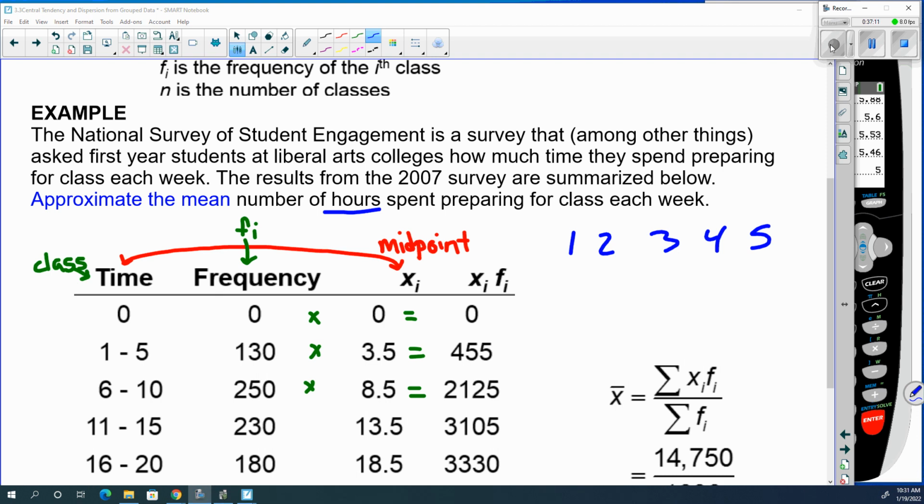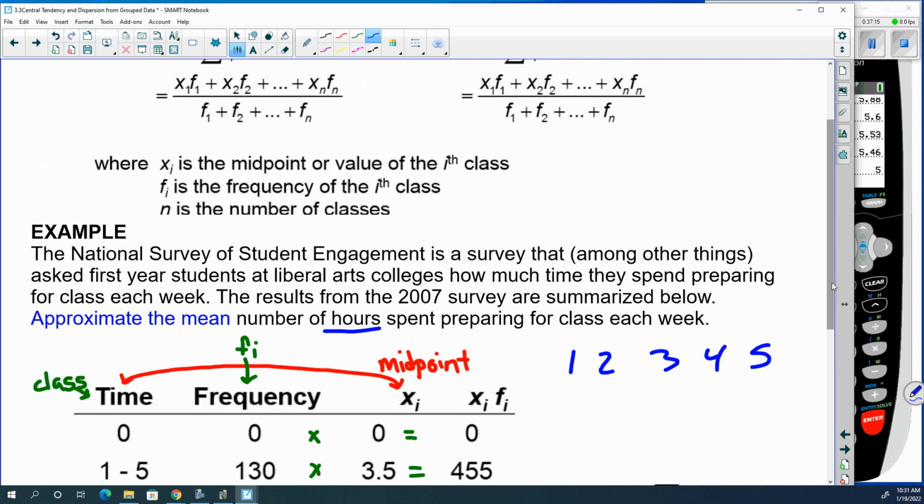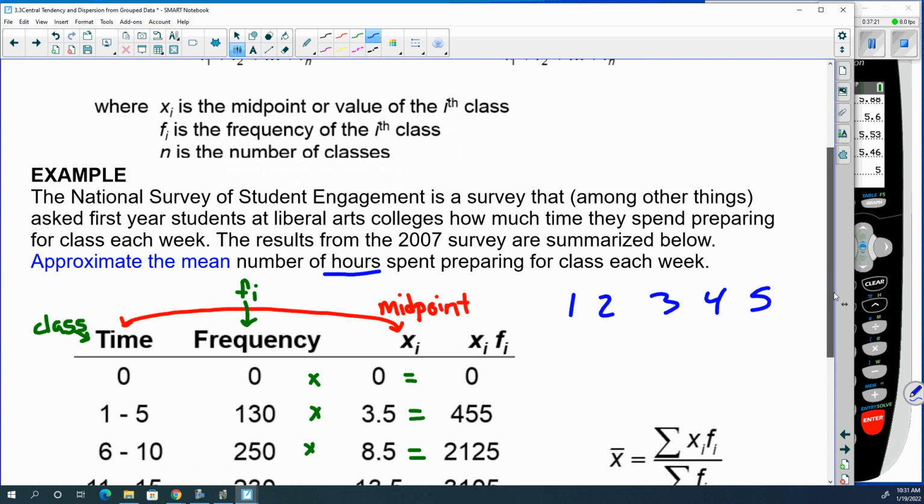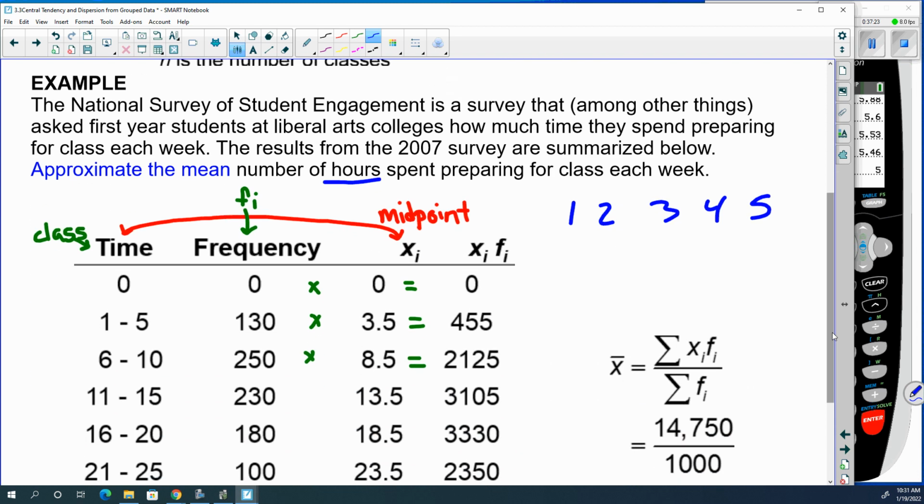they're taking whatever they determined the midpoint was, and this formula says once you have the midpoint, you take that midpoint and multiply it by the frequency. So this next column is taking the 3.5 and timesing it by the frequency of 130. So 130 times 3.5, we get 455. And then the frequency on the next one of 250 times what they said was the midpoint, 8.5, I get 2125.